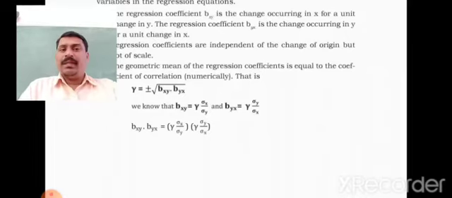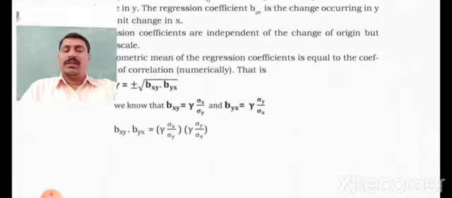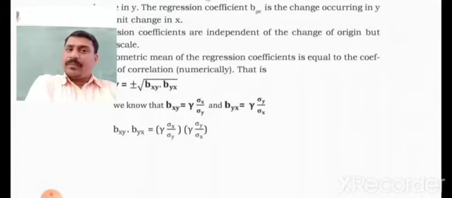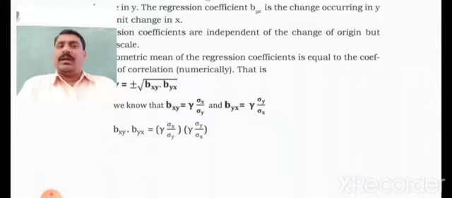Okay, so based on this relation we have certain formulas. bxy is equal to r into sigma x divided by sigma y, and byx is equal to r into sigma y divided by sigma x, which we already learned. And bxy into byx is equal to r sigma x divided by sigma y, into the bracket r sigma y divided by sigma x.